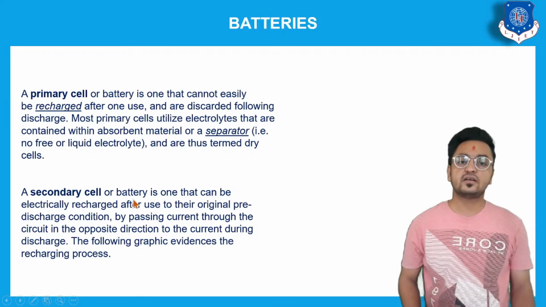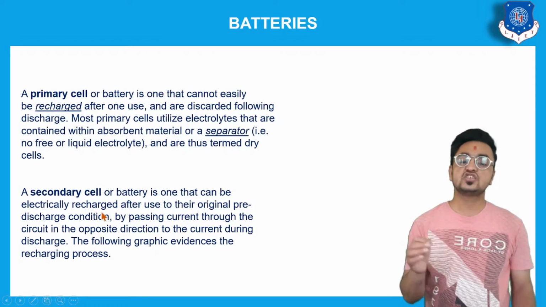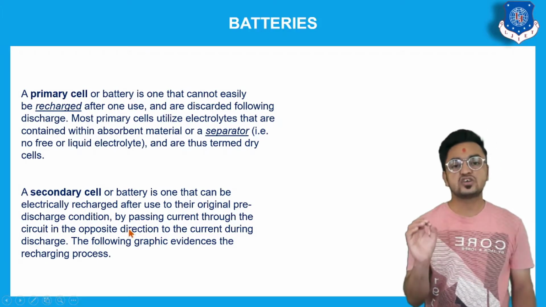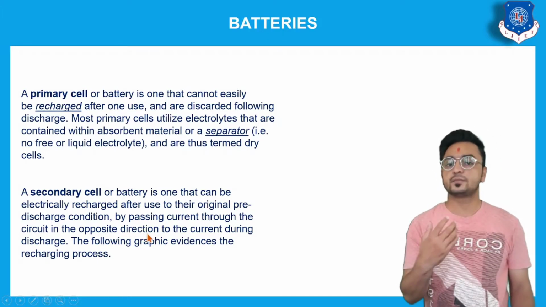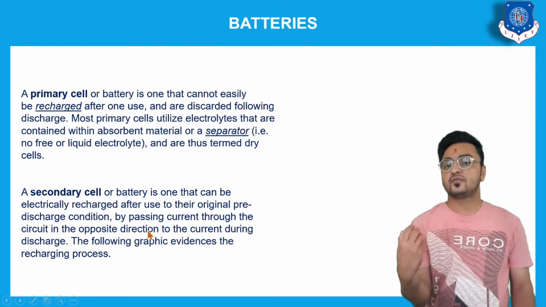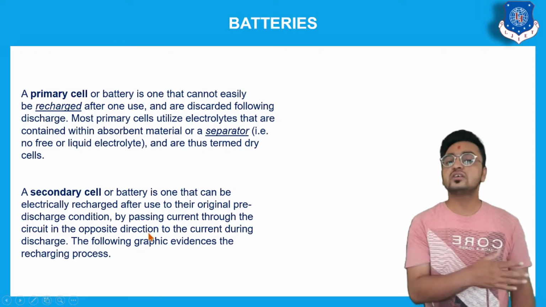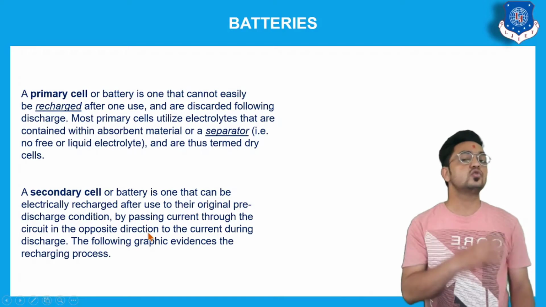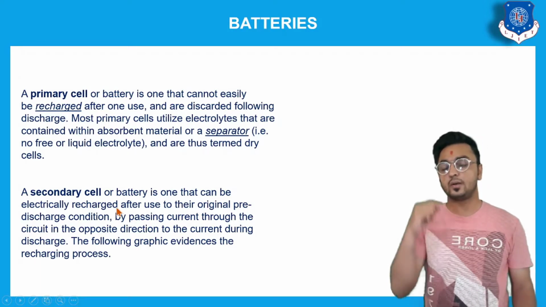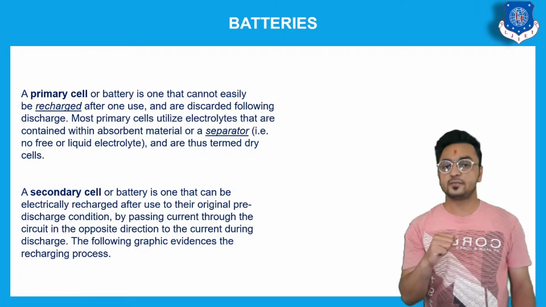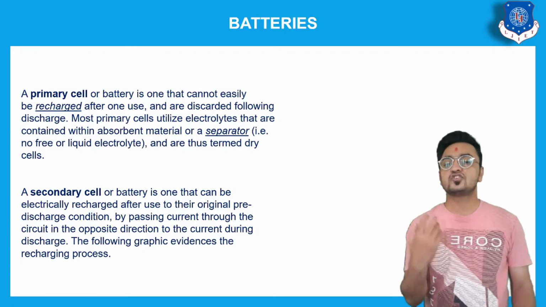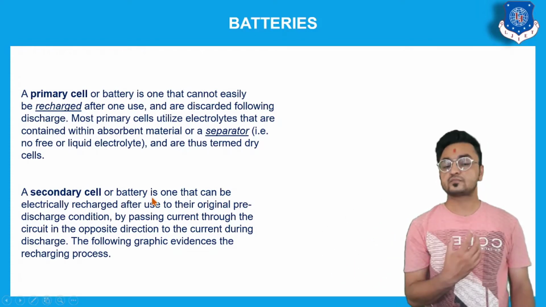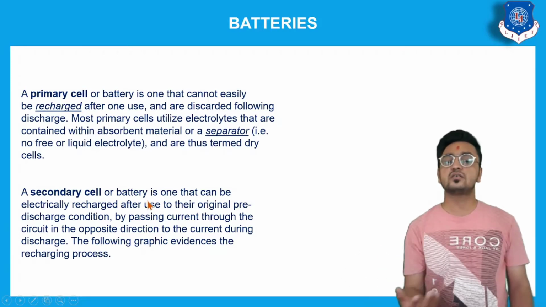A secondary cell or battery is one that can be recharged after use, back to its original pre-discharging condition. That means first you charge this secondary cell, you use it, you discharge it, and after discharging you can again charge it and again use it. This is the basic difference between primary and secondary cell or battery. A primary cell cannot be easily charged, so generally we don't use it again, and a secondary cell or battery can be charged easily again after using or discharging it.